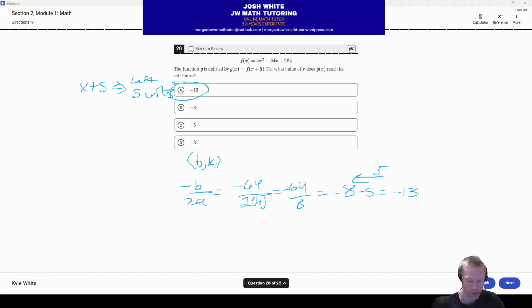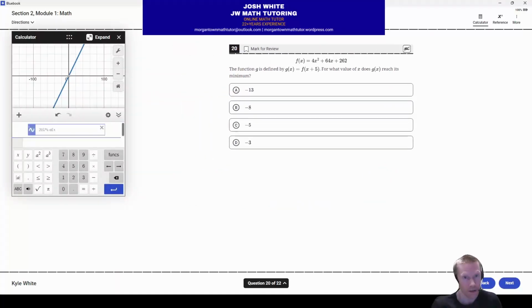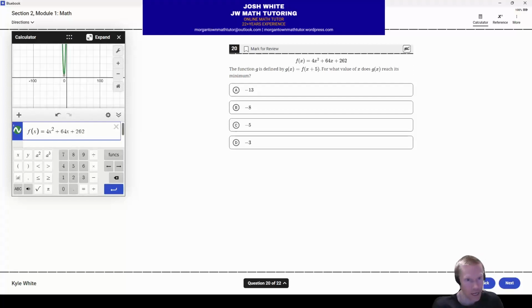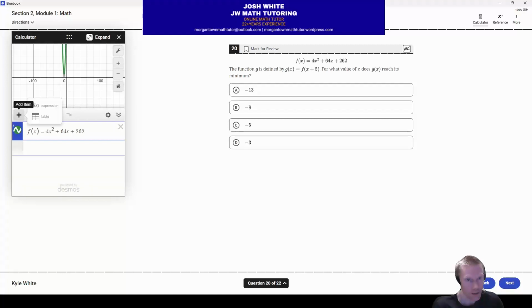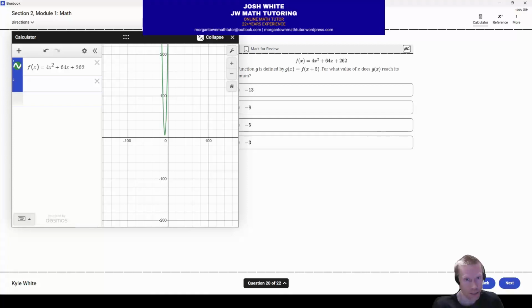Now, again, like many of these problems, it's much quicker, much easier to figure this out in Desmos. So let me just clear the screen, bring up the calculator. What I'm going to do is first graph f of x. Now what I'm going to do is add another expression. Let's just expand this a little bit. So now g of x is going to equal f of x plus 5.